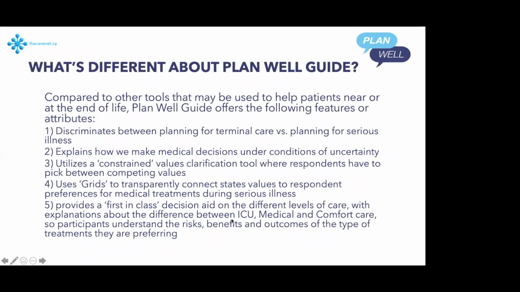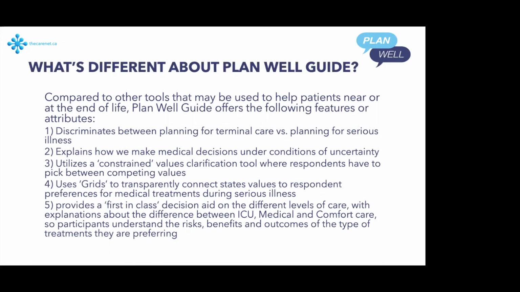Again, you may say, oh, there's lots of other tools out there. What's new or what's different about this one? Well, I tried to hit these highlights as I went through the presentation: as far as I know, we're one of the only ones that discriminate between terminal care and planning for serious illness, that help people think through and make decisions under conditions of uncertainty. We're one of the only ones that use a constrained values clarification tool. We originated this grid, which helps make the conversation very transparent.